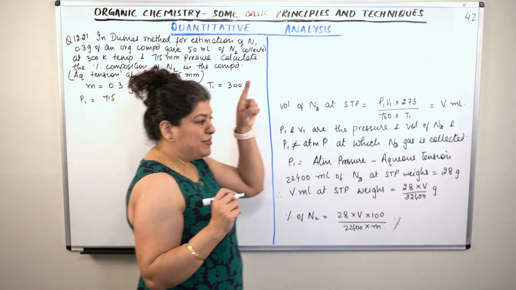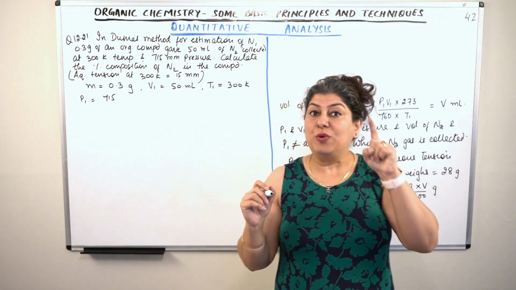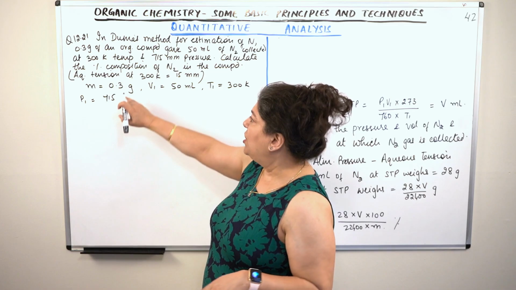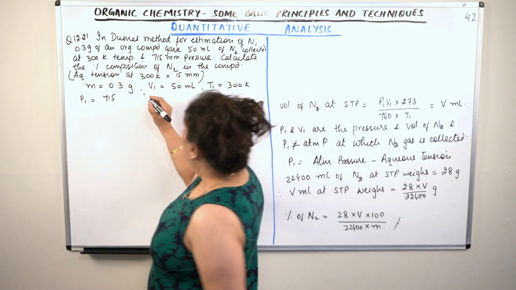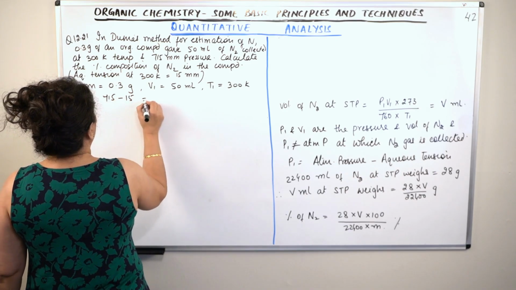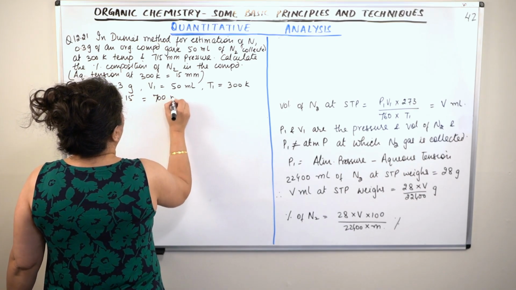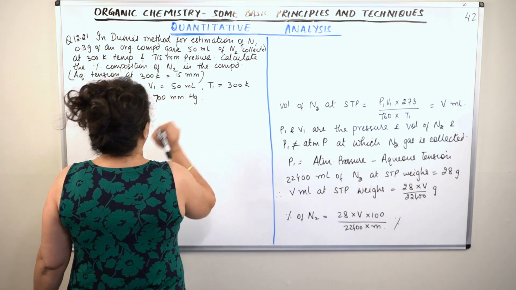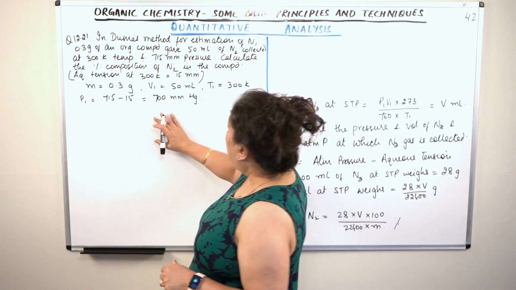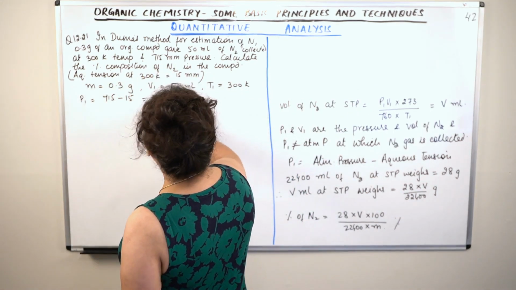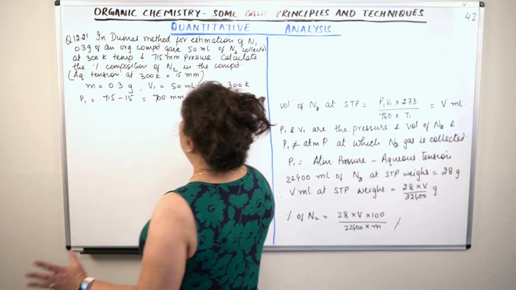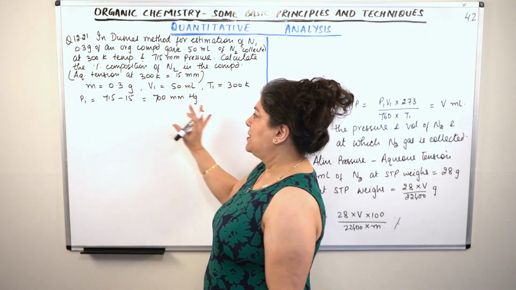But how do you calculate P1? You calculate it by the pressure that you get minus the aqueous tension. So aqueous tension is also given to us, which is 15. So 715 minus 15 will be equal to 700 millimeter Hg. P1 is 700, right? You have to calculate the percentage composition of nitrogen in the compound, and this is given to us.